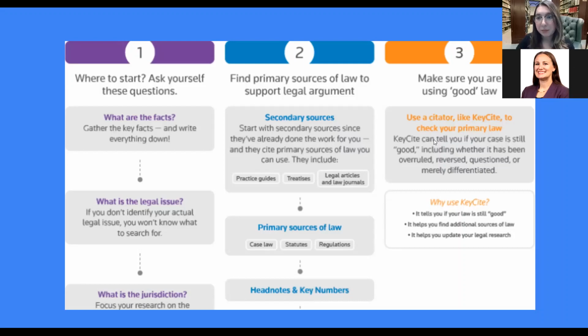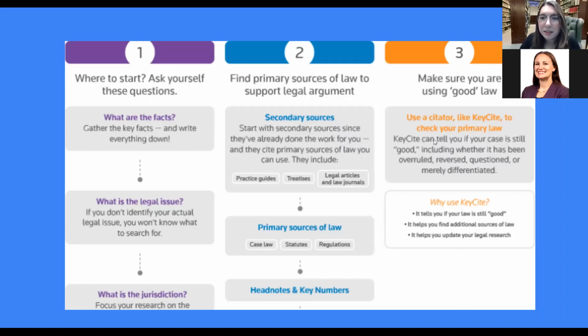Next, we need to find primary sources of law to support our legal argument. So we need to find the relevant state codes and state municipal codes. We need to find maybe law review journals or legal articles that can help us get some clearer diction regarding the law, just because sometimes it's hard to read and it's so complicated. So getting something simplified via a law article is really helpful.